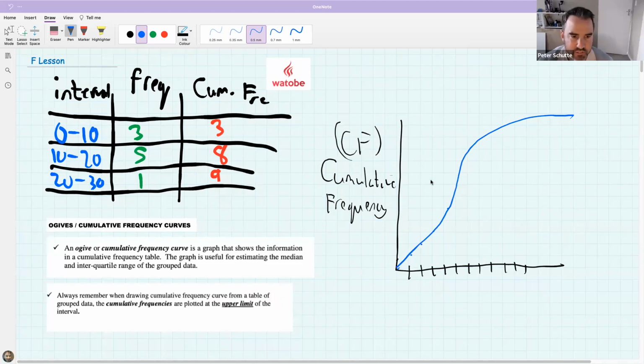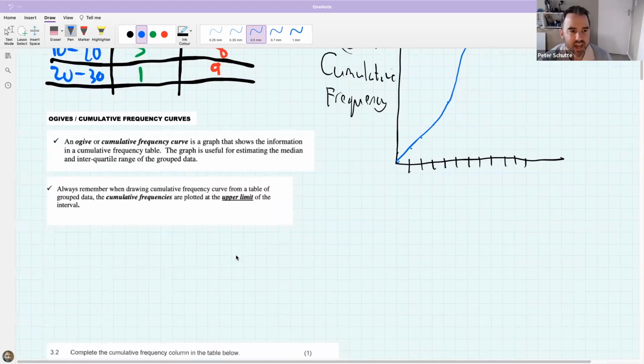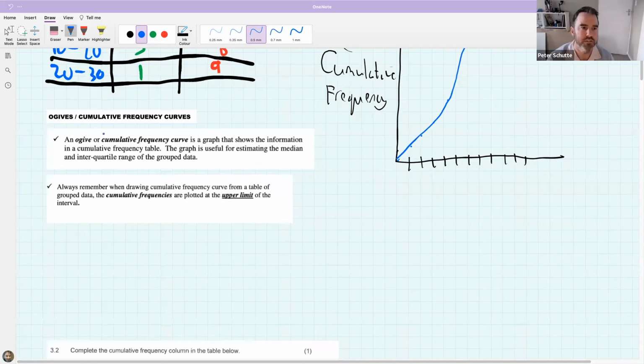Okay, so let's just have a look at some of the definitions and we'll get going. An ogive, or cumulative frequency curve, is a graph that shows the information in a cumulative frequency table. The graph is useful for estimating the median and the interquartile range of grouped data. Always remember that when drawing the cumulative frequency curve from a table of grouped data, the cumulative frequencies are plotted at the upper limit of the interval.